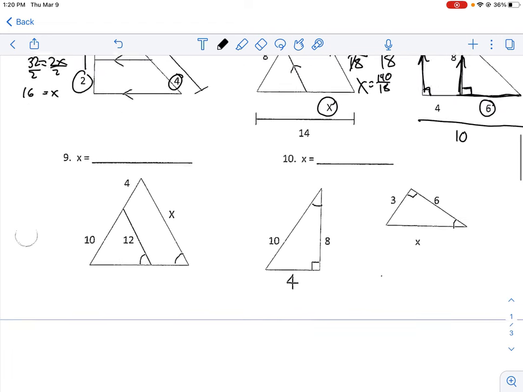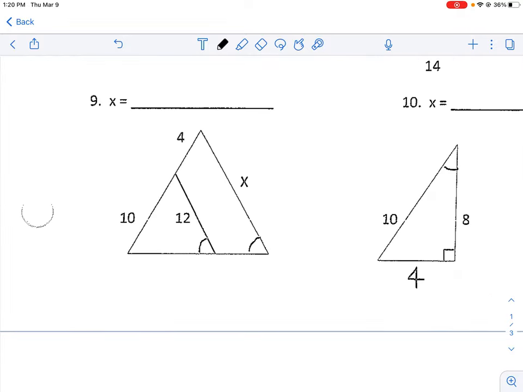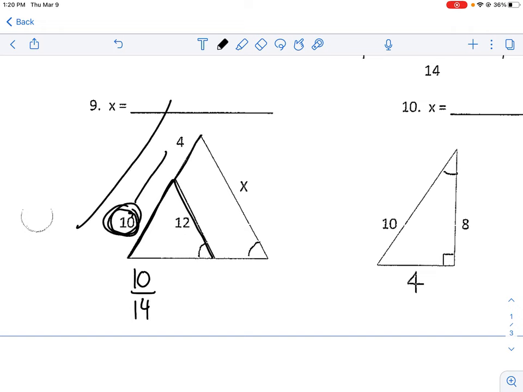up. Number 9, closing out our page with number 9 and 10 here. We have, looks like, again, a small side of this triangle. This is a small side of this triangle, so I have 10 over 14, small side over whole side, right? This small side over the whole side is equal to this small side 12 over the whole side, which is x. So I'll get 10x is equal to 168. And then 168 divided by 10 would be 84 over 5.